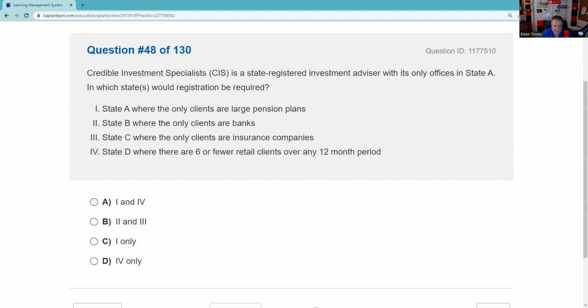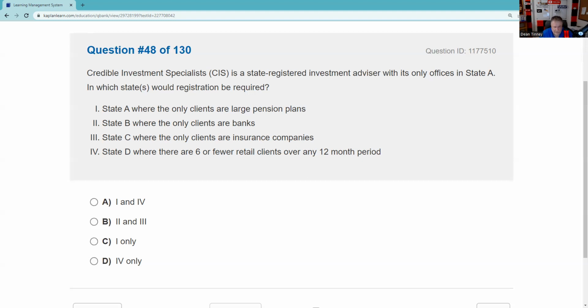State B, where the clients are only banks. So in state B, I have no office and I have no retail clients. So I don't think I'm going to have to register in state B. So I can toss out any answer with a 2 in it. 3, state C. Again, I have no place of business and no retail clients. The state administrator is all about protecting retail clients. So I need something without 2 and without 3.